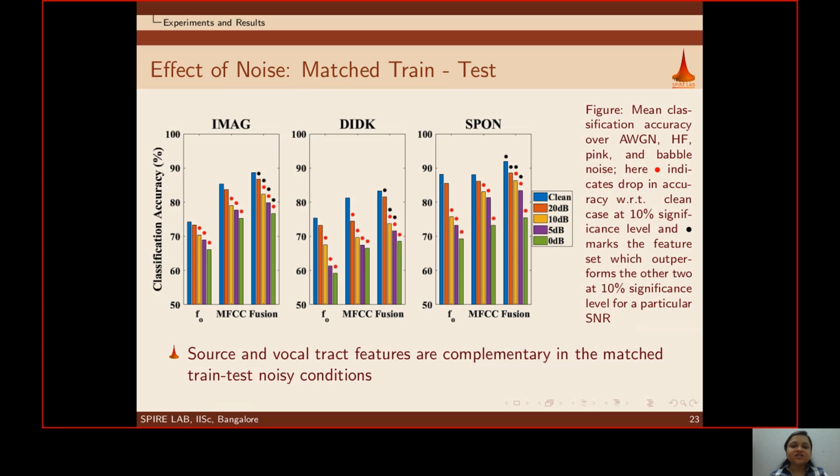We can see that for image and spawn, average accuracies using all feature sets start to drop significantly with respect to the corresponding clean condition at 10 dB SNR. Whereas in DIDK, the accuracy for MFCC drops at a higher SNR of 20 dB than the other two feature sets. Also, we see that in noisy conditions, fusion significantly outperforms both the individual features at all tasks and SNR conditions except for the 0 dB cases in DIDK and spawn. This means source and vocal tract features are complementary even in the matched train-test noisy conditions.